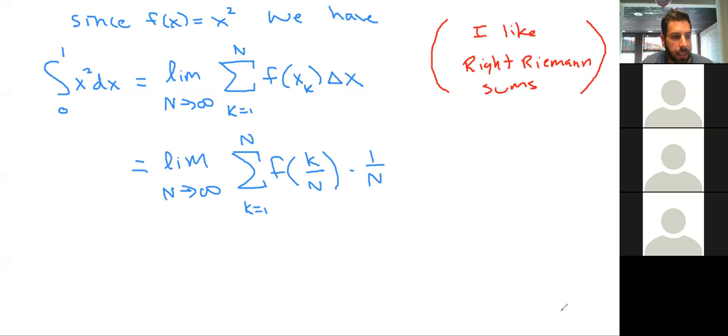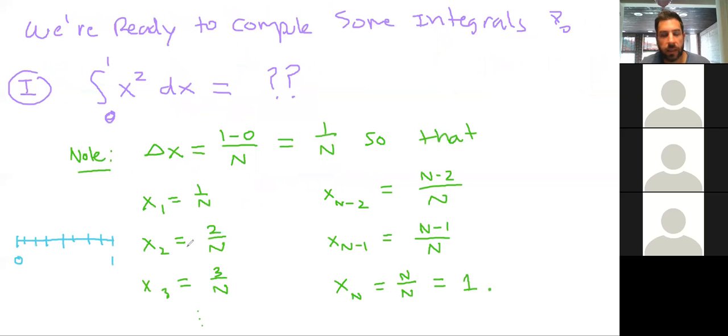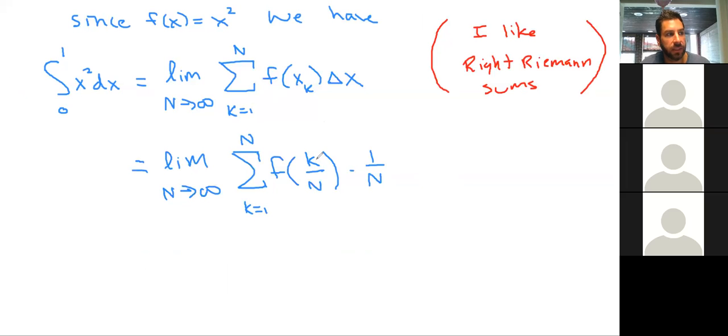So again, where am I getting this k over n? Well, look at each one of these x subscript values. X sub 1, 1 over n. X sub 2, 2 over n. X sub 3, 3 over n. X sub 4, 4 over n. X sub 5, 5 over n. So in general, the kth term is k over n.